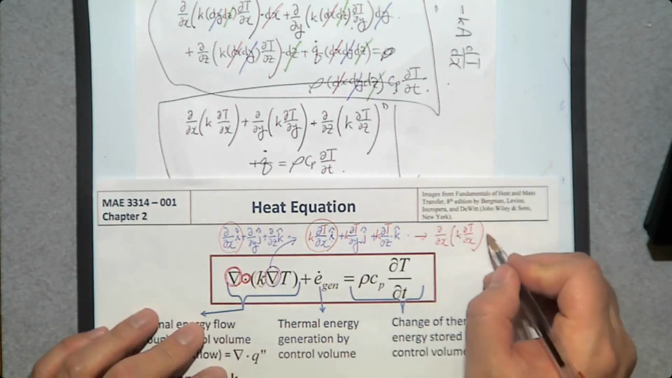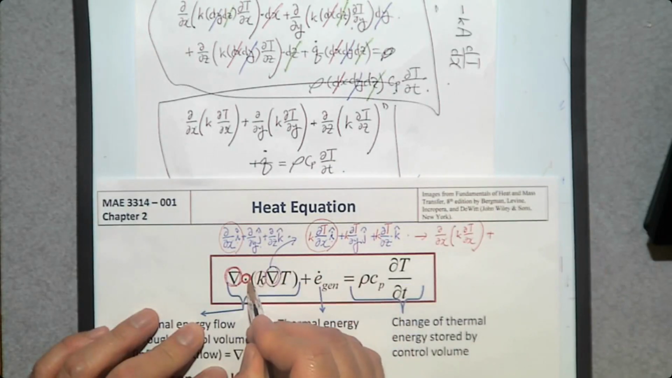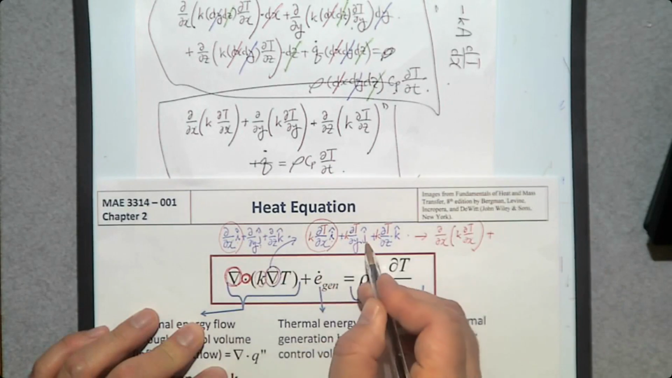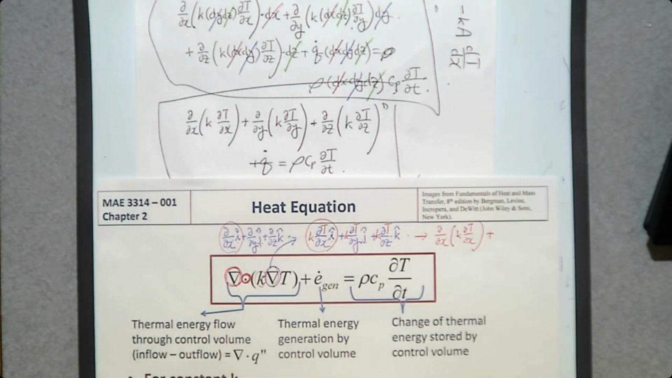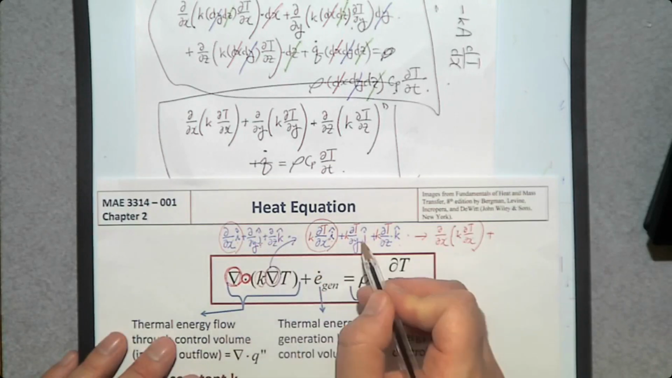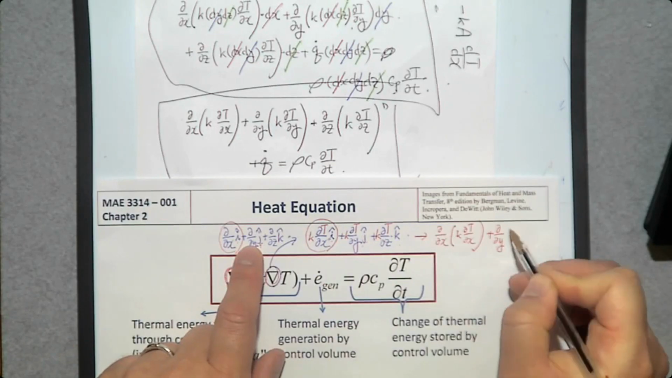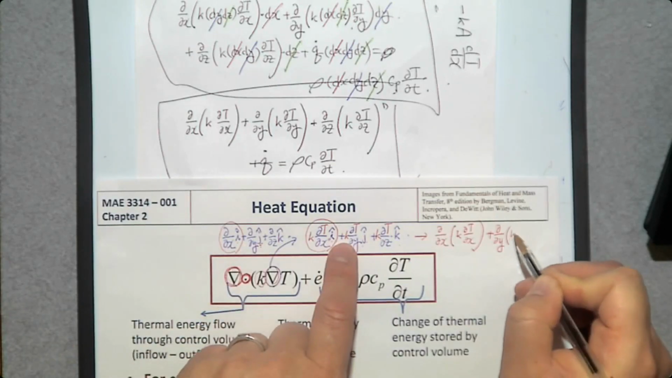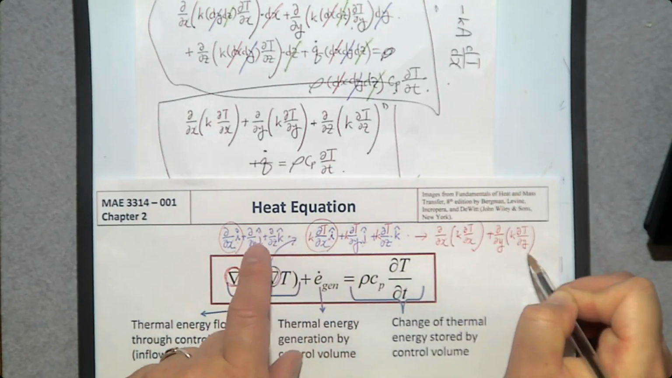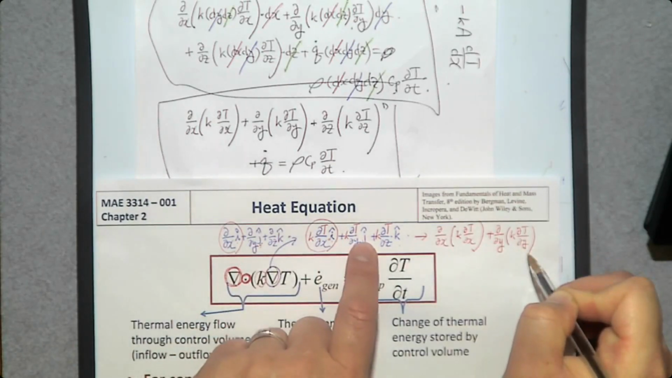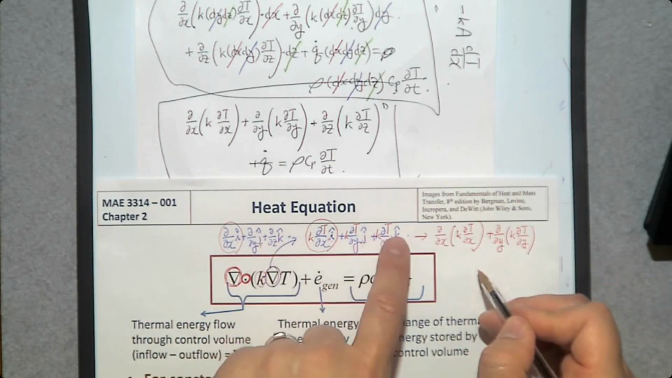That's all. What about j? Since it's dot product, we only consider j times j. We don't care about ji, jk. They're all 0. So j times j only. Partial over partial y of this one, k partial T over partial y. What is j times j? 1. Okay, done. Now the last one, k times k.